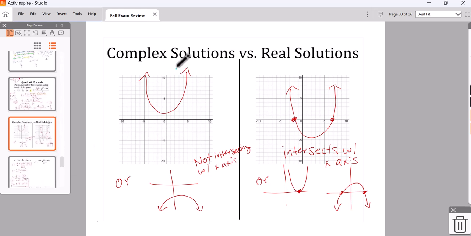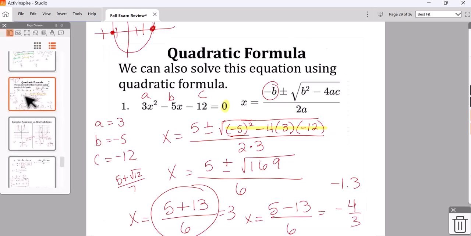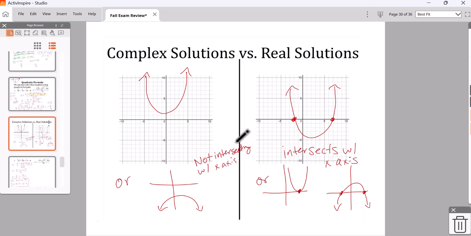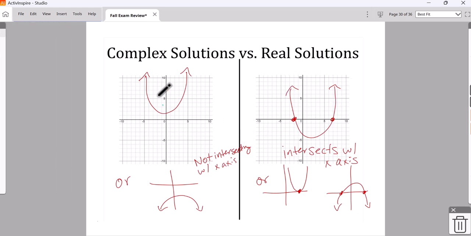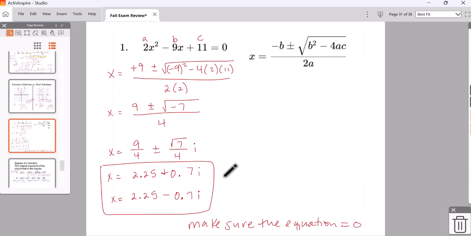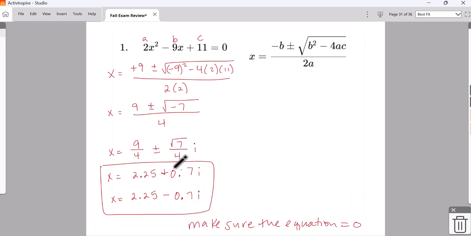We also talked about complex versus real solutions, and so because all of these numbers are nice happy numbers, this number here is positive under my square root, these are real solutions, meaning I am actually crossing the x-axis. But when it's a complex solution, a complex solution is where I'm not crossing the x-axis, meaning it does not have a y value of 0, not intersecting with the x-axis. And so when we solve those equations, we end up with imaginary or complex solutions.